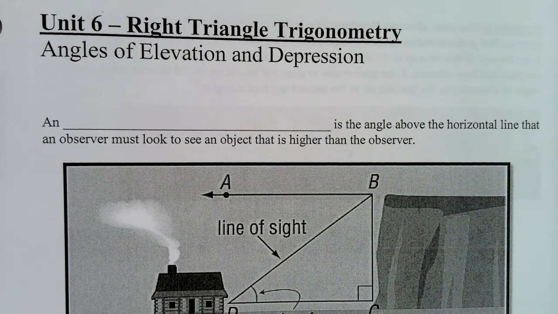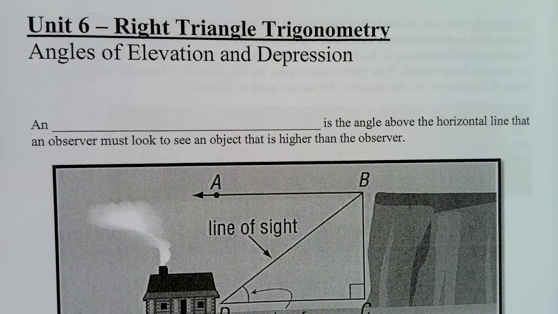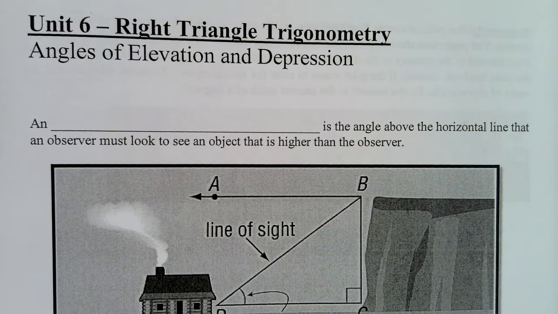All right, this is the last lesson in Unit 6, right triangle trigonometry. This lesson is called angles of elevation and depression. So we have two definitions to start.